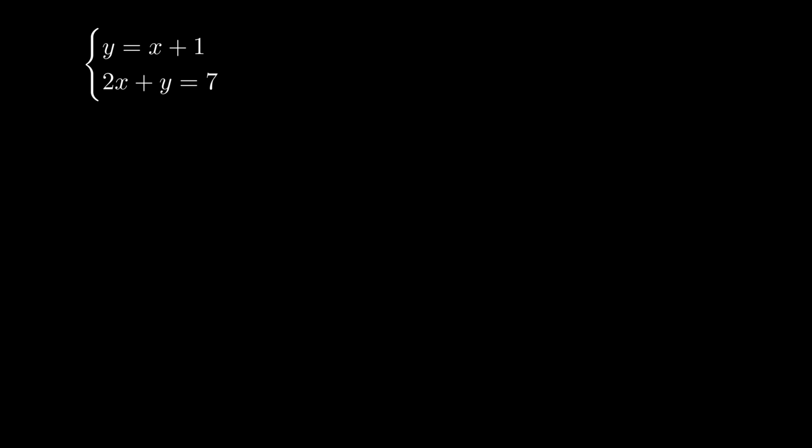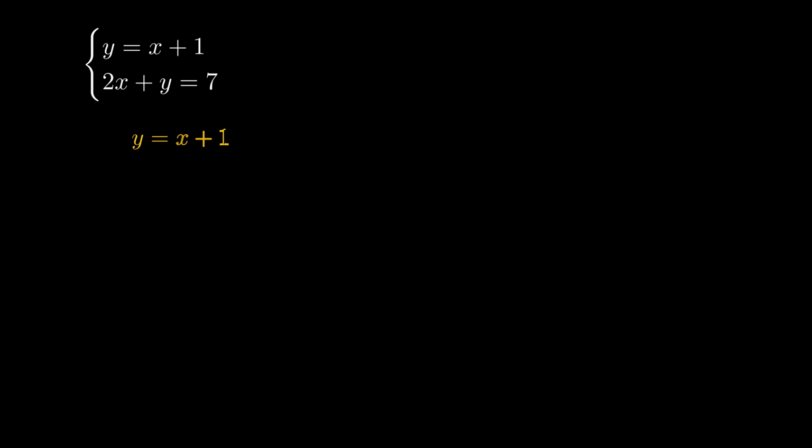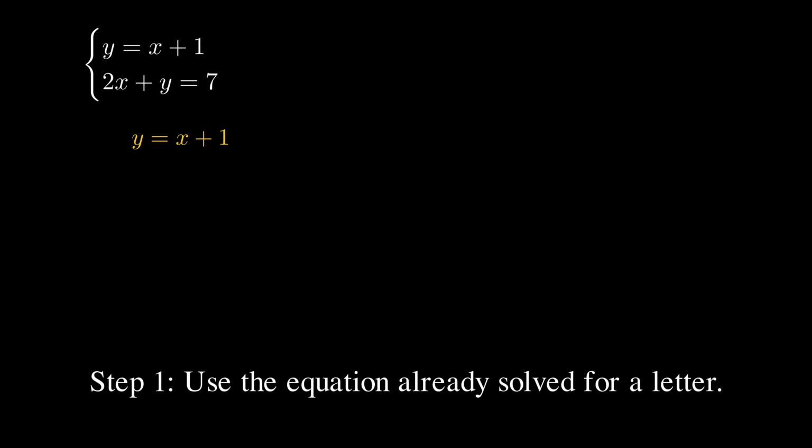The substitution method is used to solve a system of equations. Substitution means replace one variable with what it equals. First, look for an equation that is already solved for one variable. Here, y equals x plus 1 is already solved for y, so we use that one.